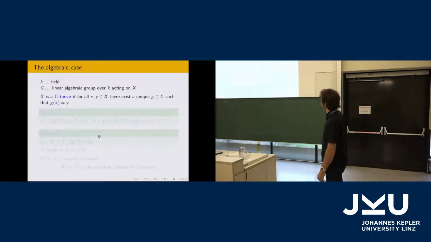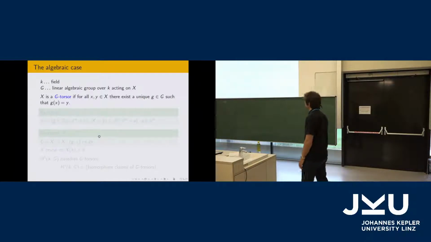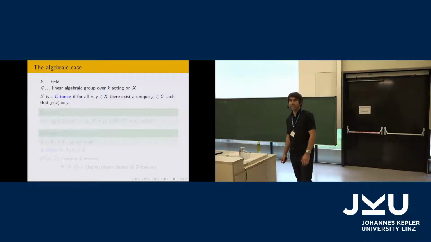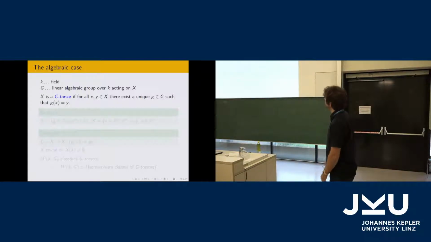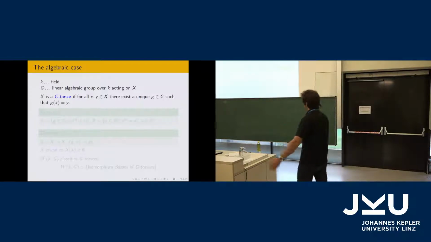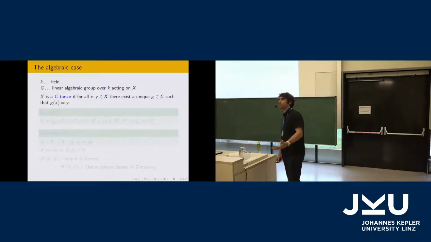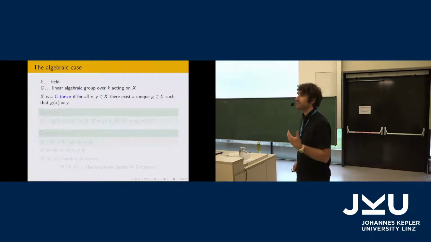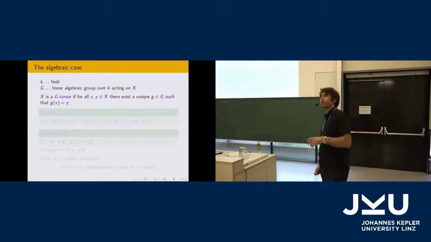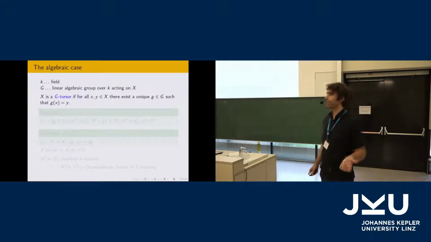So let's start with the algebraic case. I start with a field K, and I look at a linear algebraic group over K that is acting on some variety X. X is also defined over K. Such a variety is called a G-torsor if for any two points in the variety there exists a unique element in the group transforming one point to the other.